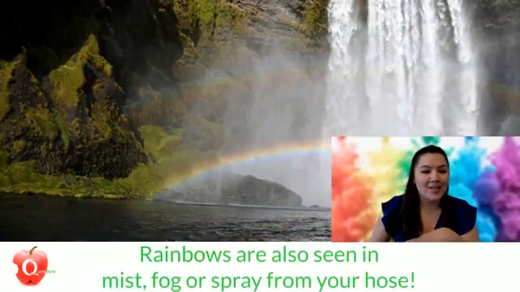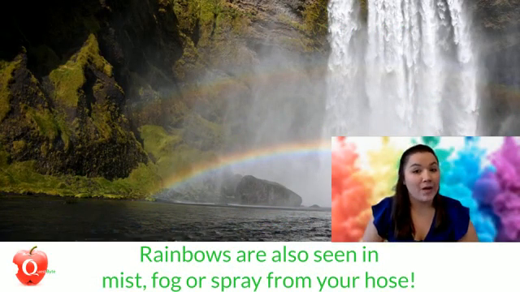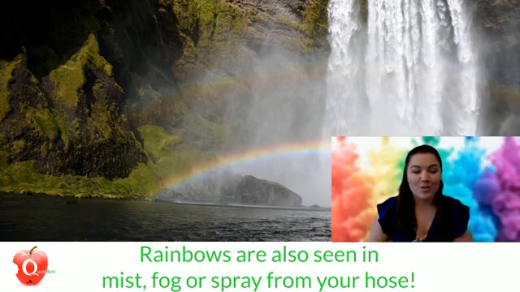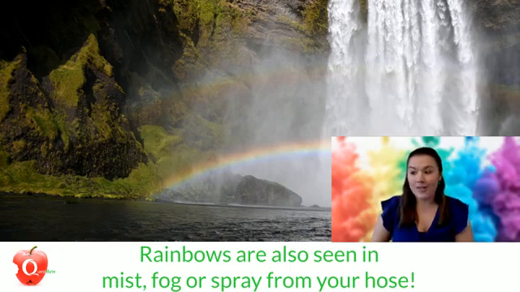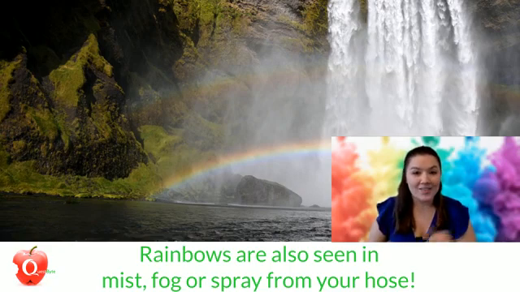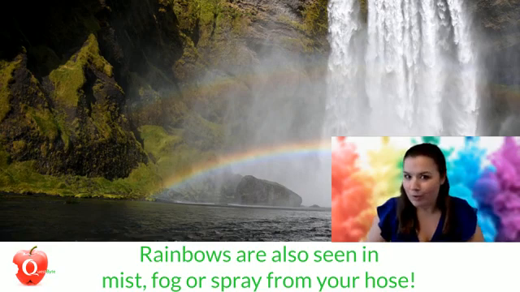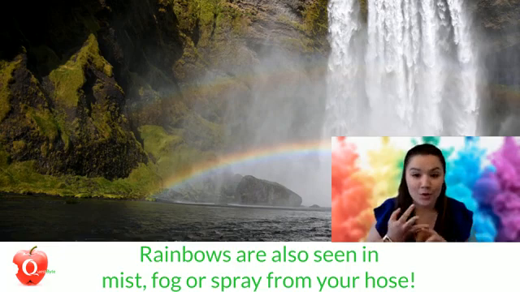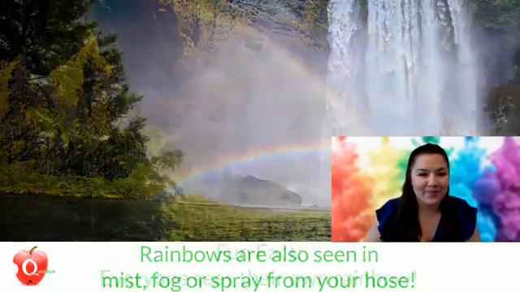Rainbows can also be seen in the mist or the fog from a waterfall, or the spray from your hose or sprinklers. Have you ever been outside while the sprinklers were going, or you're playing with the hose and the sun hits the water just right and it creates a rainbow? It really is creating a rainbow, and this is why. Now you know, and you can tell all your friends the three big words you learned: refraction, reflection, and dispersion. See, I said them better that time.